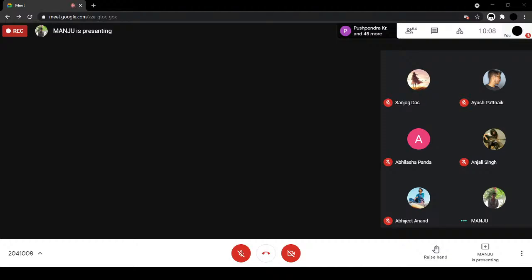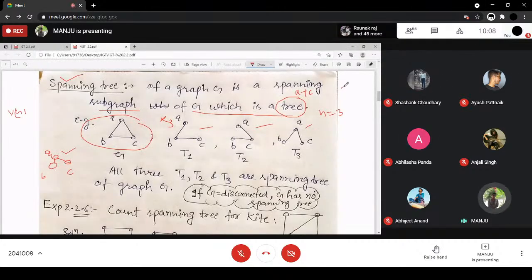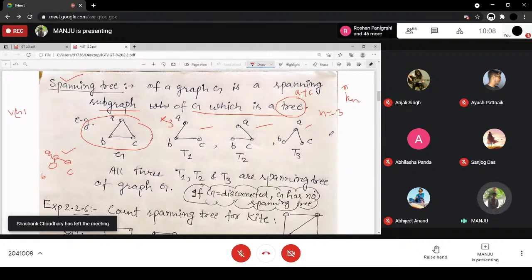Spanning trees of K3, right? That's what we did. The number of spanning trees for n will be the same as the number of spanning trees for Kn. Out of these, some may be isomorphic, some may not be isomorphic. So the total number of trees is n raised to power n minus 2. This one: 3 raised to power 3 minus 2, 3 raised to power 1, that is 3. And you can count it.